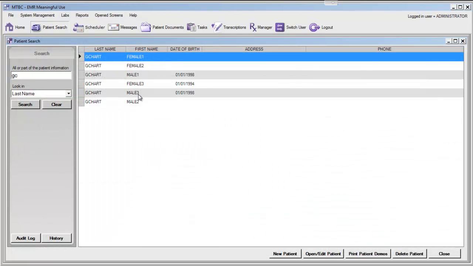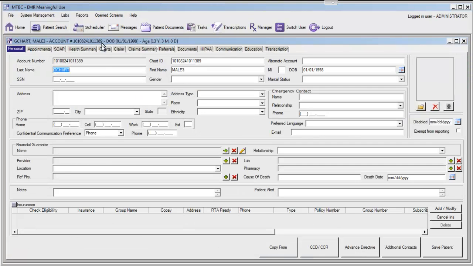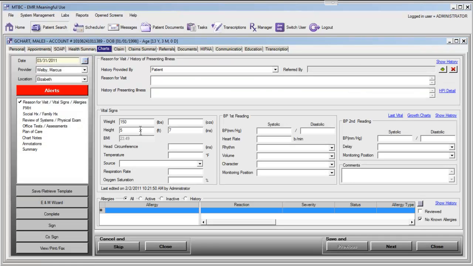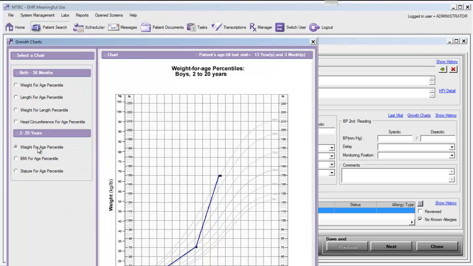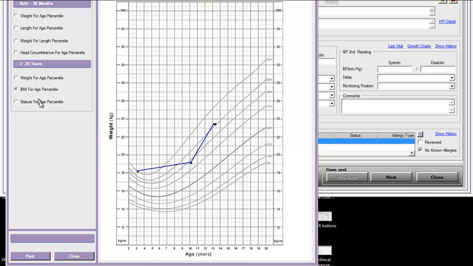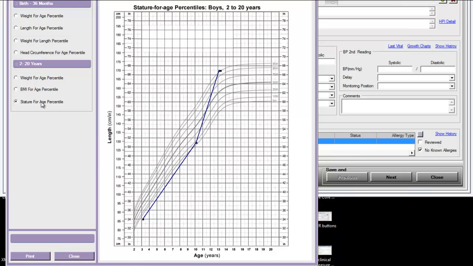Documenting growth charts for patients is also quick and easy. Simply select the patient of your choice, go to that patient's chart, and open up a new record. If we have previous entries of vital signs for this patient, a minimum of 2 vital signs, we can go ahead and plot the patient's growth. Selecting the appropriate growth chart for that patient's age will display the patient's growth on the curve relating to that patient's age and weight, or to the patient's BMI for age percentile, or the height for age percentile for that patient as well.